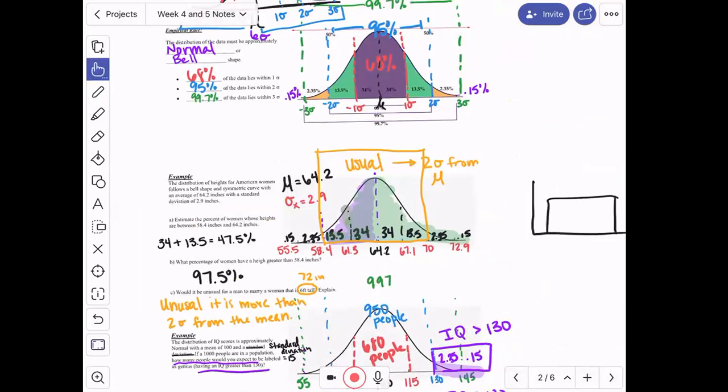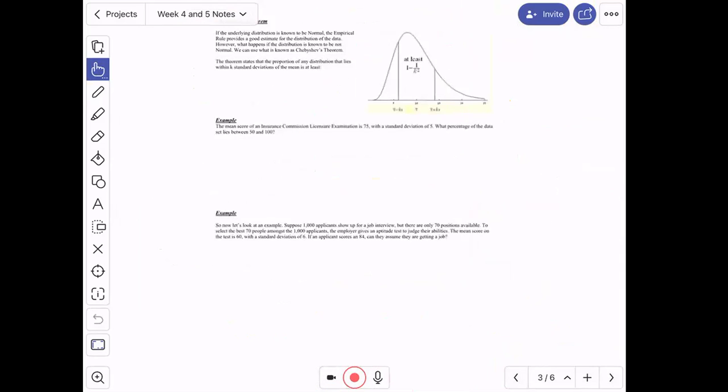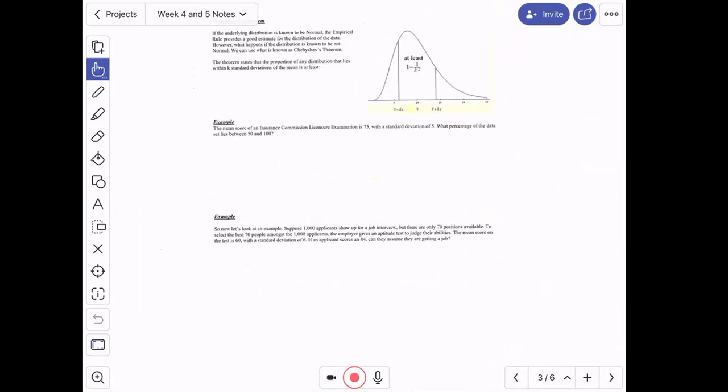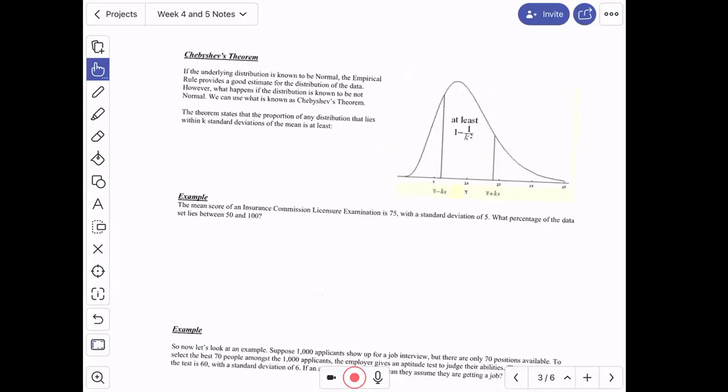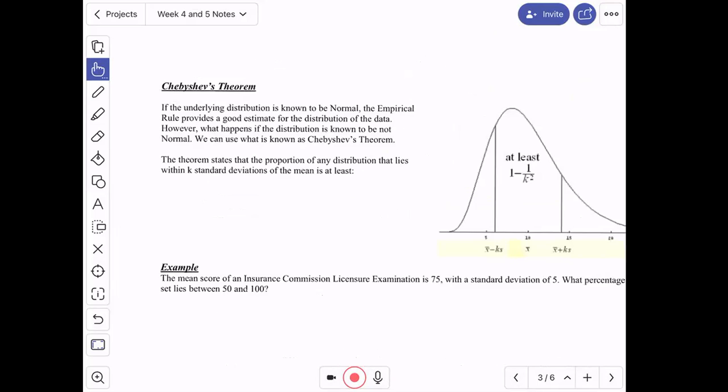And we can only use this rule if the distribution is what again? If it's bell-shaped and symmetric, or normal. If it's one of those, we can use it. What happens if the distribution is not bell-shaped and symmetric, or if we don't know what the distribution is? We have another rule called Chebyshev's theorem, or Chebyshev's inequality, if you want to call it that too. And it works like this.